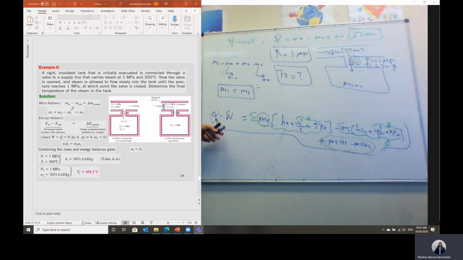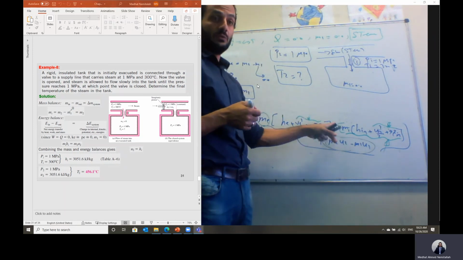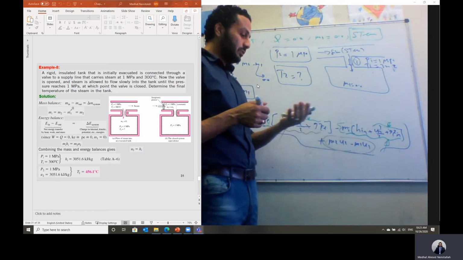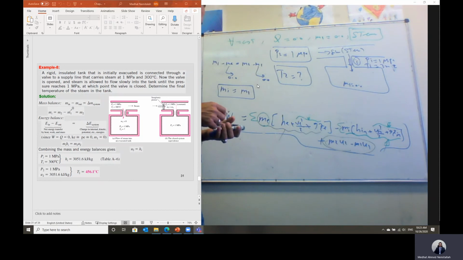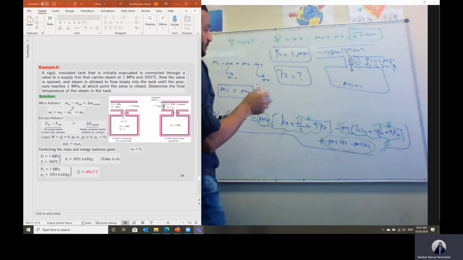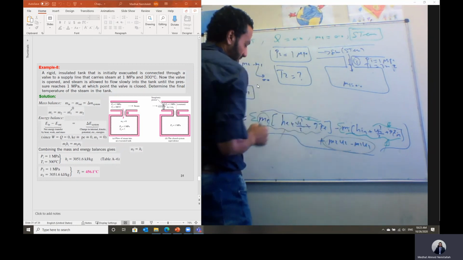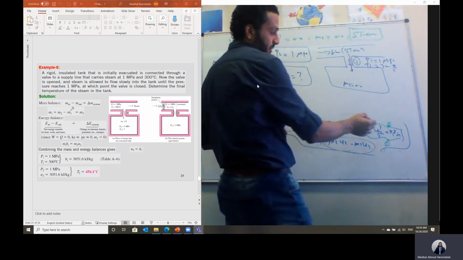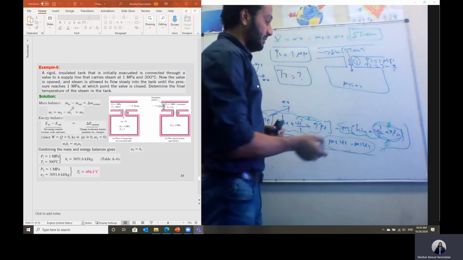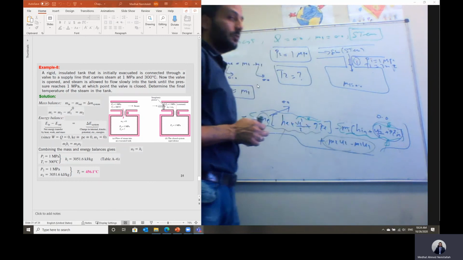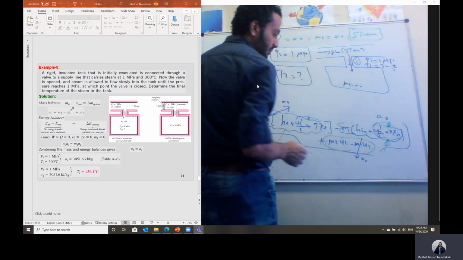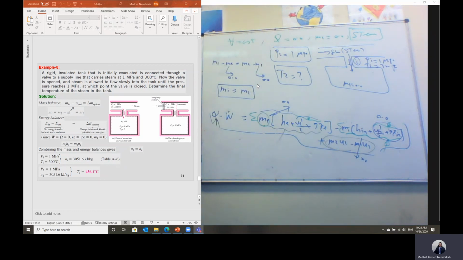So let's apply the energy equation. This is the energy equation: Q minus W equals M exit multiplied by (h plus V squared over 2 plus gz), minus M inlet multiplied by the same term, plus M2 U2 minus M1 U1. If you look here, we have mass inlet, but we don't have mass outlet, so that term will be 0. Here he did not give the value of kinetic and potential energy, so this term will also equal 0. M1 U1: initially evacuated, M1 is equal to 0, so that term will equal 0 as well.